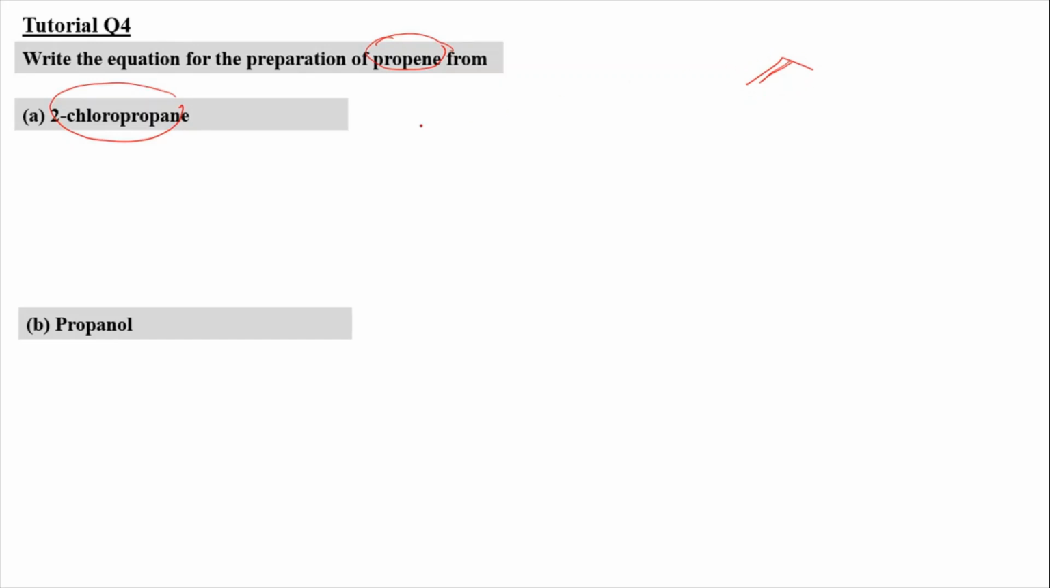You are required to prepare this from 2-chloropropane. So your starting material is chloropropane. Propane has 3 carbons, which is 1, 2, 3, and then chlorine is attached at carbon number 2. So from here, you need to prepare this one. You know that you need to undergo the process of dehydrohalogenation. So you need to remove hydrogen, hydro, and then you need to remove halogen, where halogen refers to chlorine. You can remove chlorine from here and hydrogen from this side, or you can also remove it from this side because it is still the same.